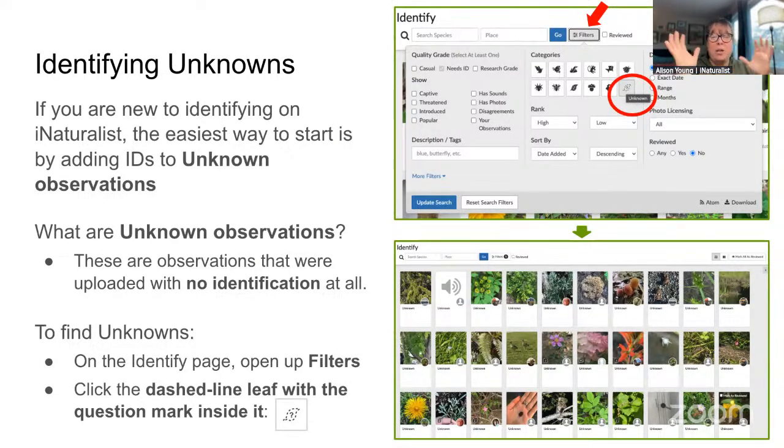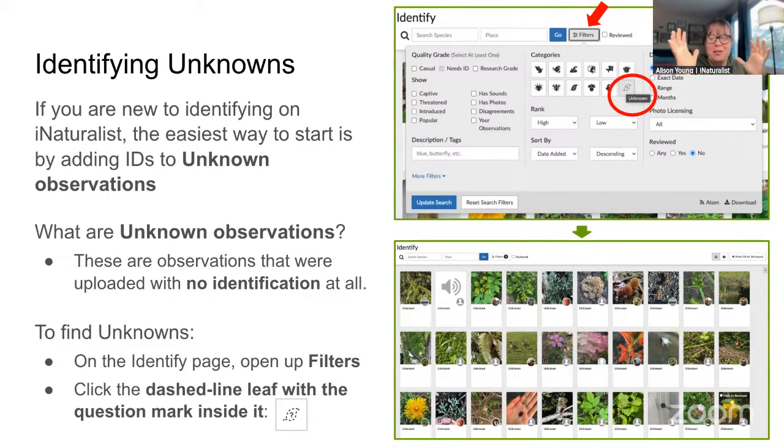And so this is where you would filter for unknown observations. So what are unknown observations? These are observations that were uploaded with no identification at all. So someone took a photo, they didn't use our suggestions, they didn't type anything in, they literally just took the photo and uploaded it to iNaturalist. So that means it has no ID on it at all. It comes in literally saying unknown.